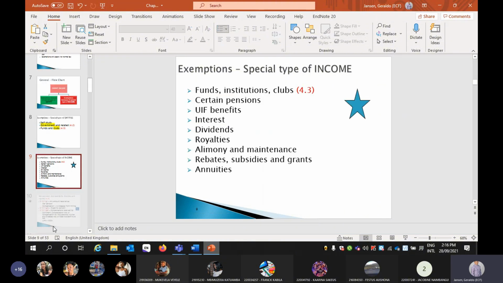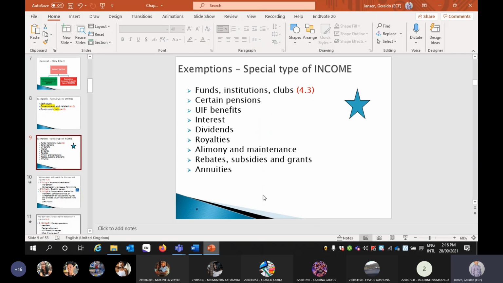from paying any taxes. Now let's look at certain special types of income, and that you will find in paragraph 4.3, such as funds and institutions and clubs. Now guys, I already mentioned a few just now, GIPF, the various clubs. Then certain pensions are also exempted.